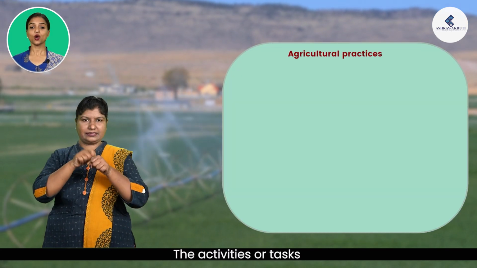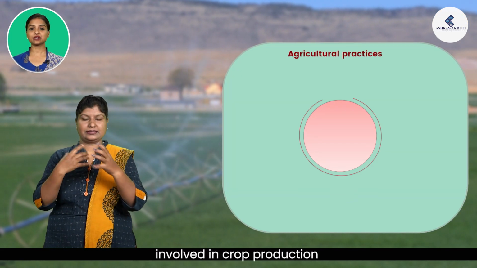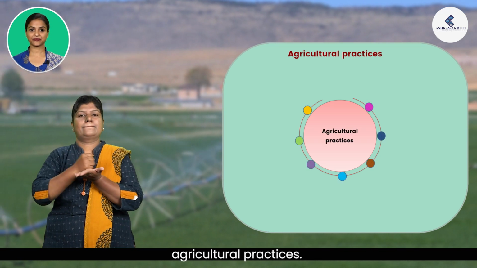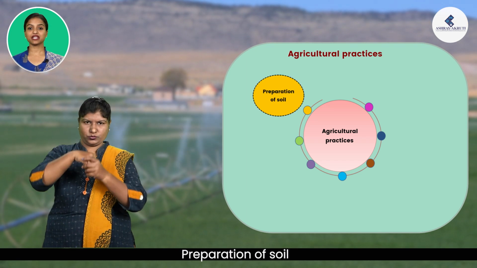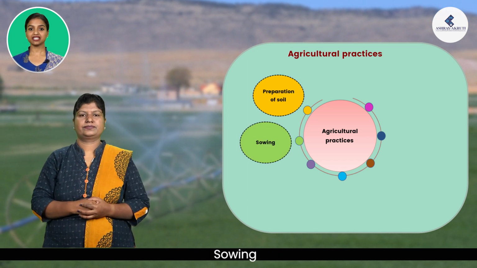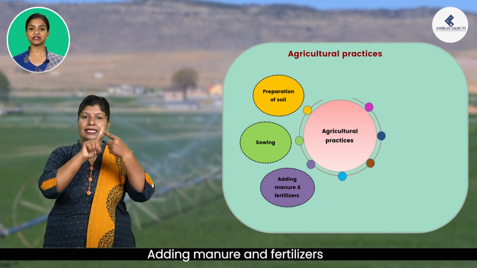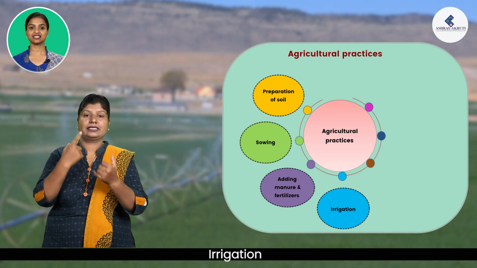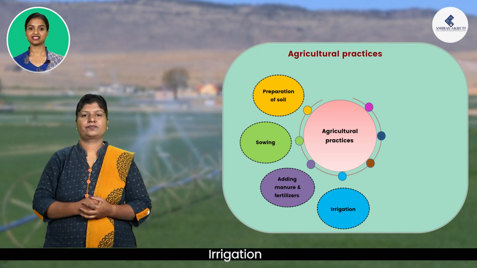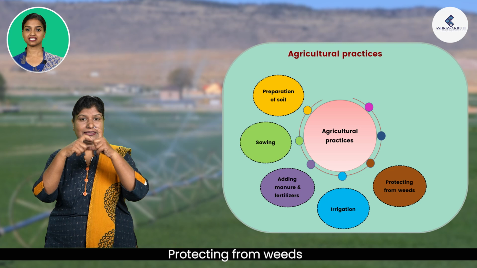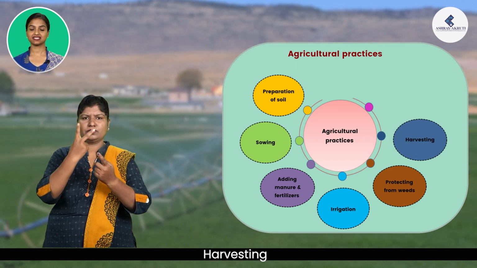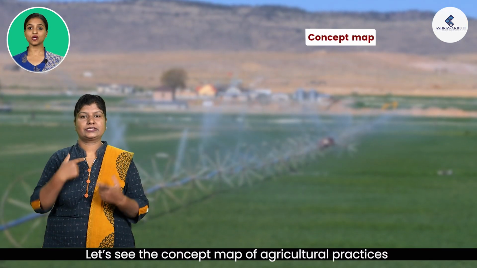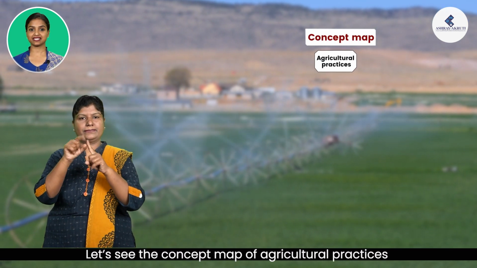The activities or tasks involved in crop production are referred to as agricultural practices. These include preparation of soil, sowing, adding manure and fertilizers, irrigation, protecting from weeds, harvesting, storage. Let's see the concept map of agricultural practices.